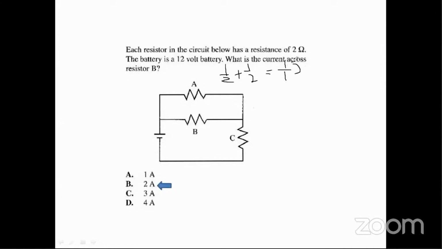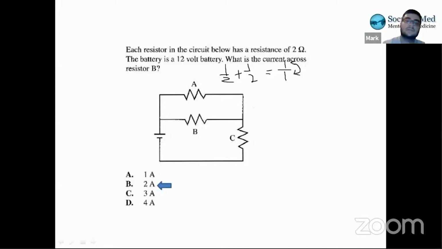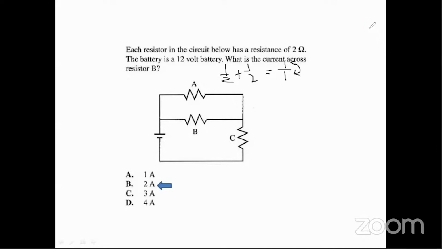Is that how you got the V total? Well, that's how I got the resistance across. No, this is for resistance. This is not for voltage. It's for resistance, yes, for the resistance of parallel.